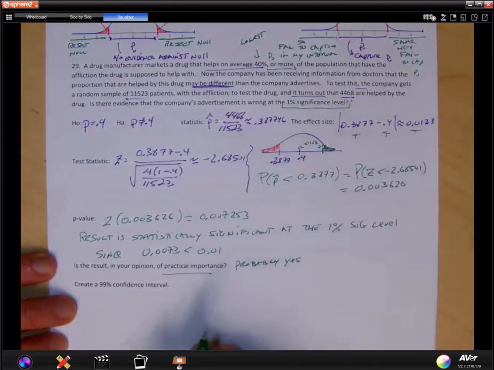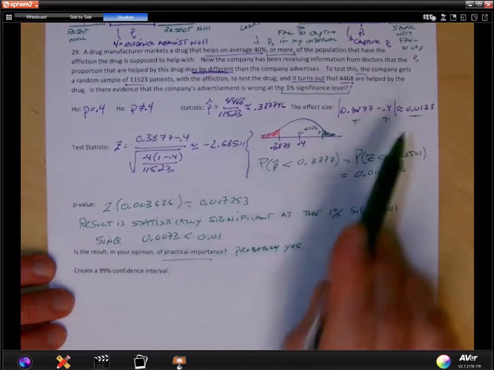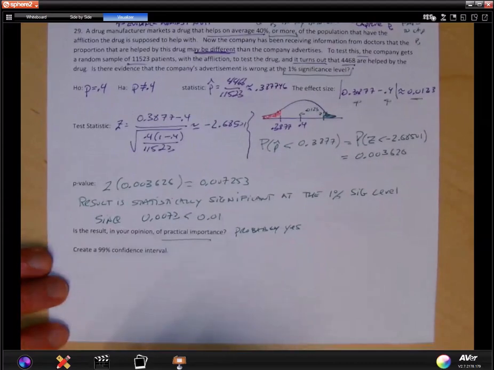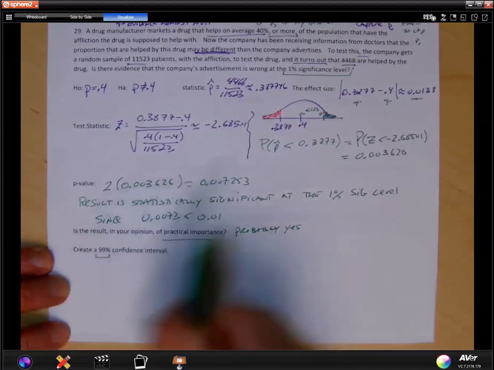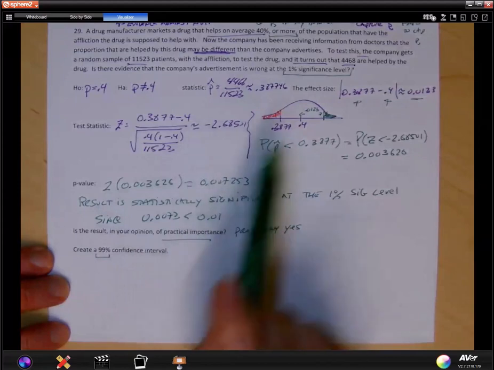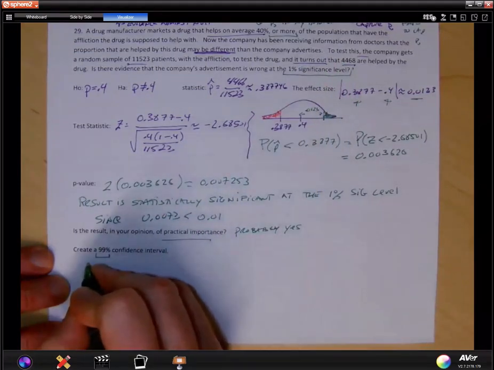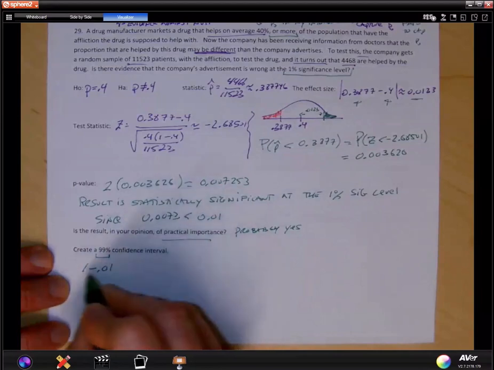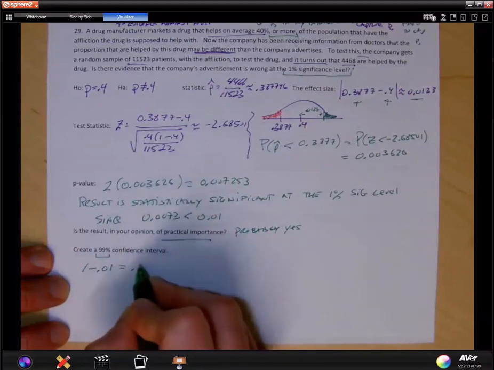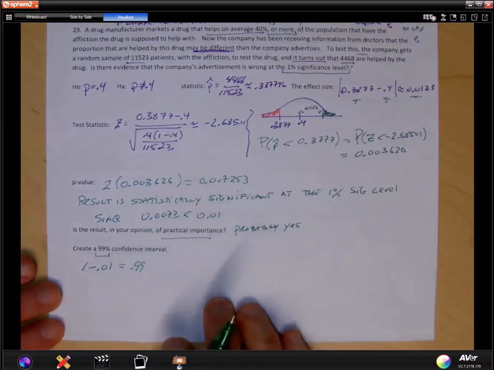But what are the ramifications of this? We know that this is an estimate. So let's now create a 99% confidence interval. Now, why did I choose 99%? Because if I want the two to agree, I need them to be complements. So I chose 1%, 0.01, for the significance level. That gives me 99%. All right.